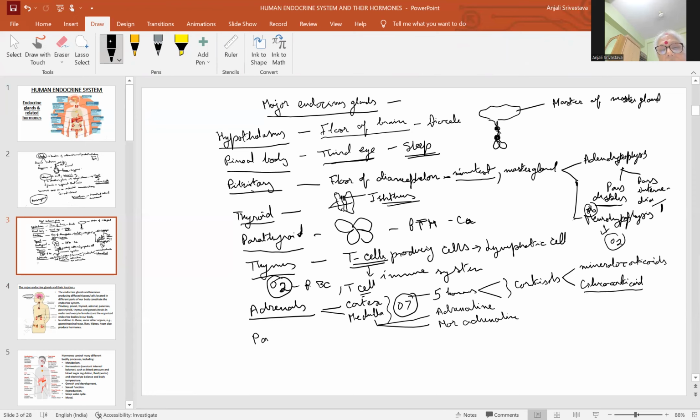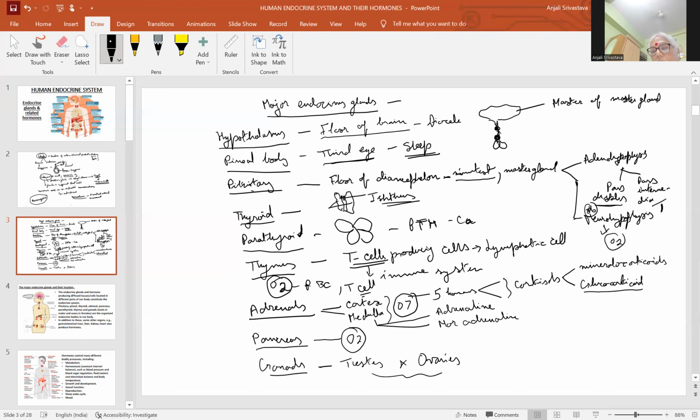Then there is another very important gland that is also very large. If you say in the true morphological sense, this is the largest gland, which is an exocrine as well as endocrine gland, that is the pancreas. It also secretes 2 hormones, glucagon and insulin. And then last but not the least are the gonads, that is the testis in male and ovaries in females.